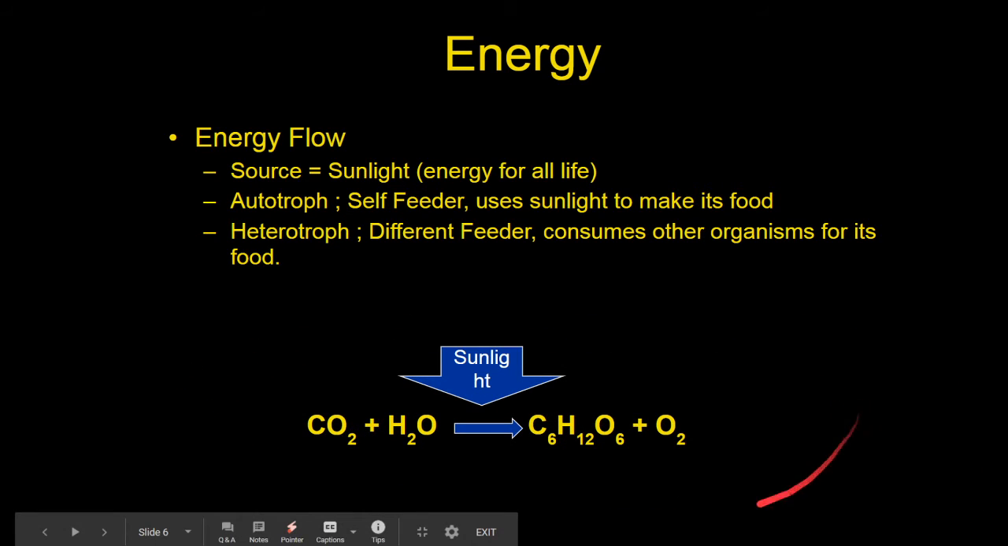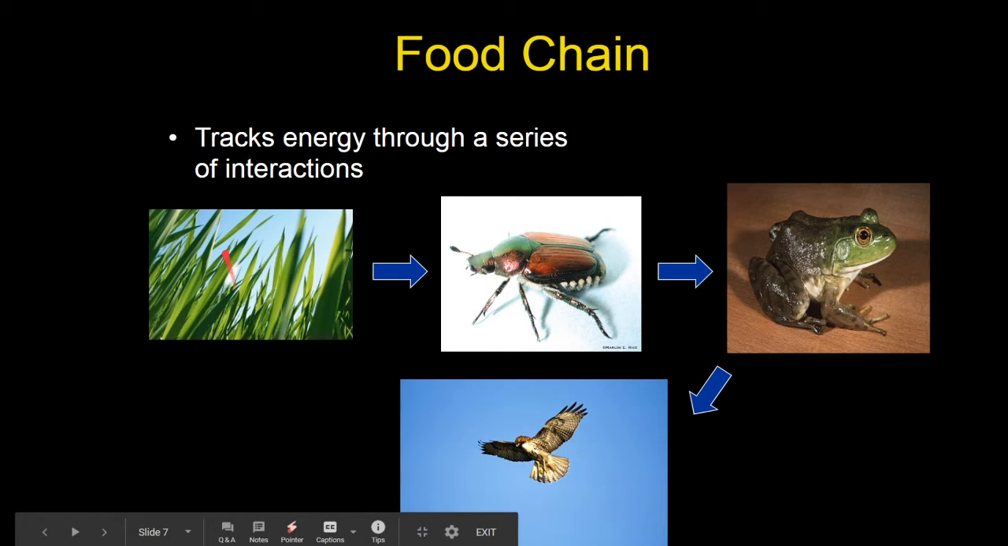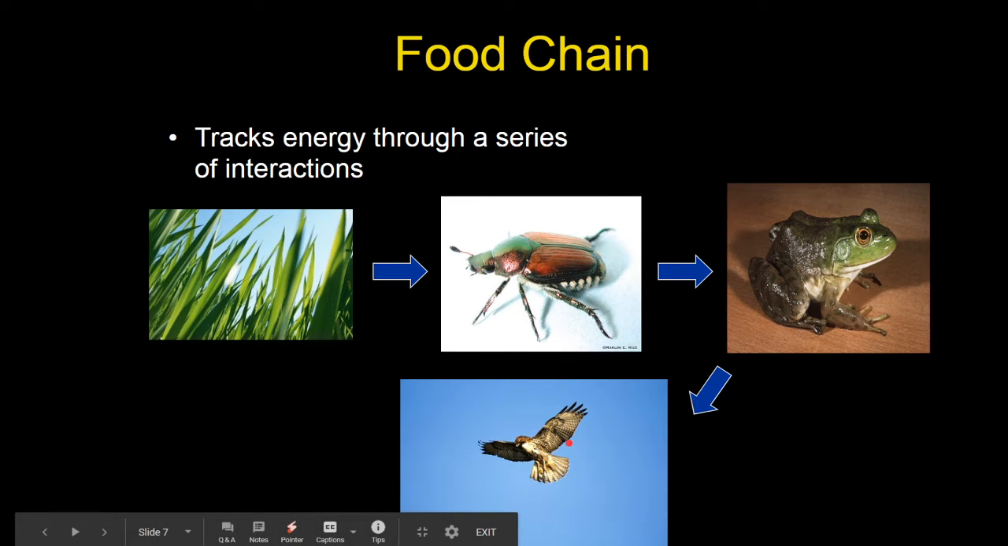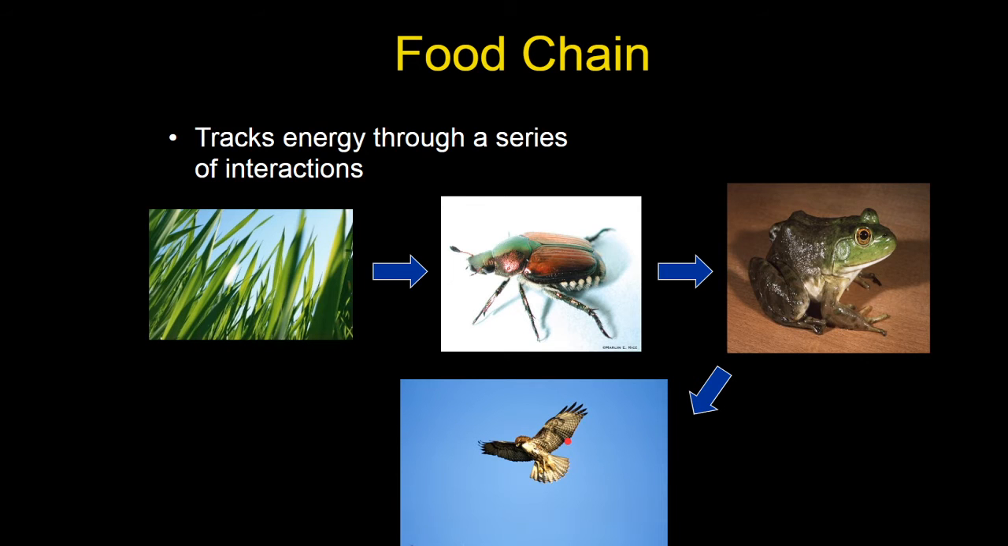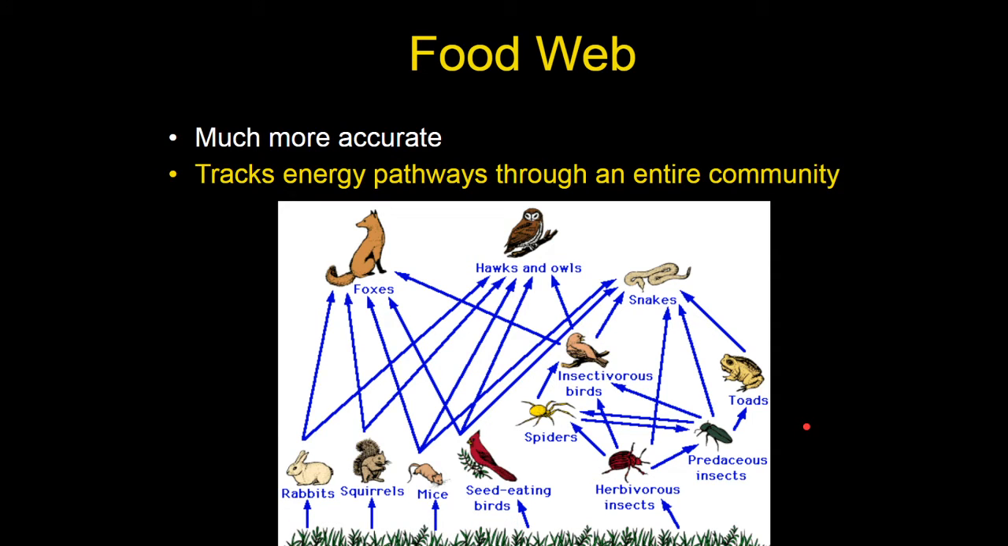This is the actual photosynthesis reaction. You really don't need this one so much. Food chains are that simple, step by step, which would be great, except an environment doesn't have only grass, only beetles, only frogs, and only red tailed hawks. So that means that while a food chain is good, a food web is a much better example of how energy is moving through an ecosystem, because we have multiple predators, multiple herbivores, things like that.